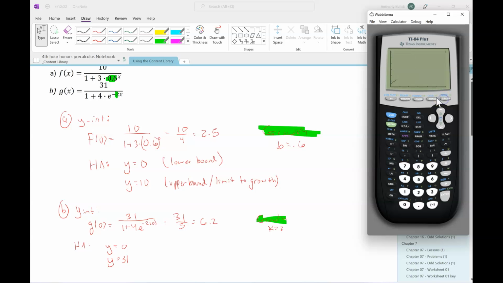Okay, so here we go. Here is our first one. Actually, I'm going to reset that from -10 to 10. It's not giving me a very good picture. There we go. So that's part A. Notice it's growth because it's increasing. And there's part B. Notice it's increasing also. Both growths.